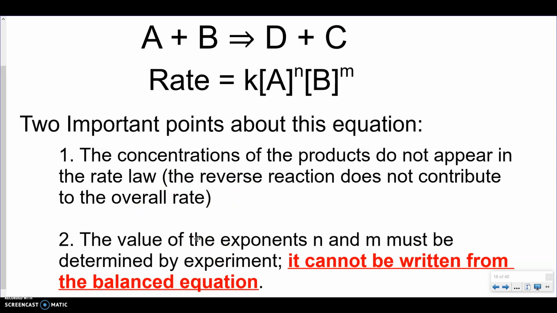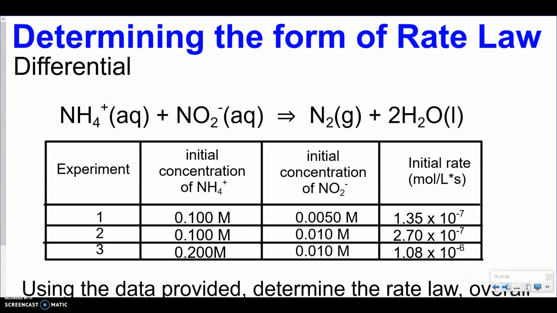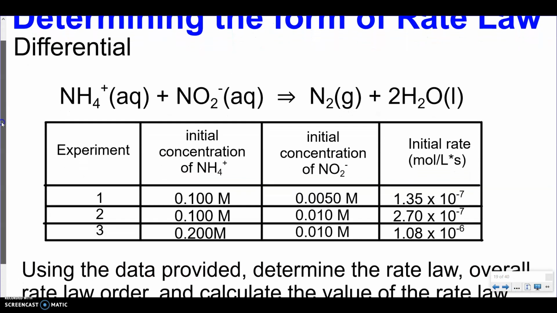We then have the exponents, or the powers, or the orders, and I will call them orders because that's what they are considered in this case. They cannot be written from the balanced chemical equation, meaning they must be determined experimentally. They cannot be written from the coefficients. So what does all that mean? What that means is this.